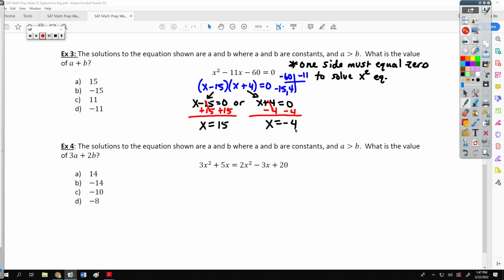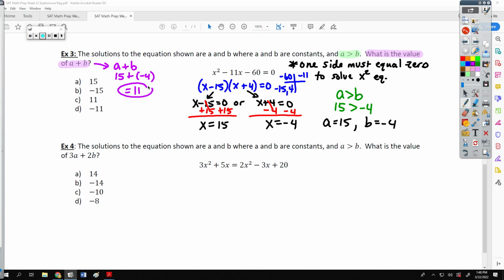So from there, we are told up in the directions that a is greater than b. So since a is greater than b and 15 is greater than negative 4, that allows us to state that a is 15 and b is negative 4. Which in turn, again, allows us to answer the question just like it did on the previous examples. The question is, what is the value of a plus b? Well, a plus b is 15 plus negative 4. That is 11.